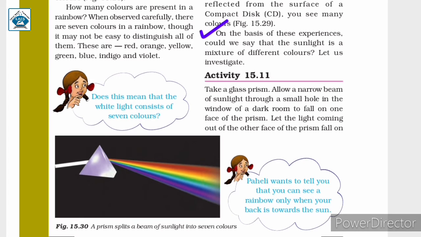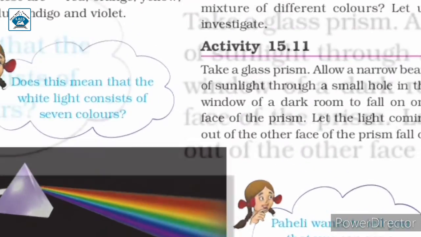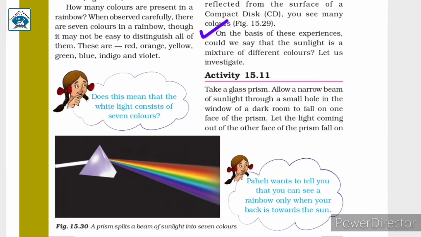On the basis of these experiences, could we say that the sunlight is a mixture of different colors? Let us investigate. So, we have had many experiences that indicate that sunlight has different colors in it. Consider the example of a rainbow or soap bubbles or even the surface of the CD that shines under the sunlight. All of these tell us that sunlight has many colors mixed in it. So let us investigate this.